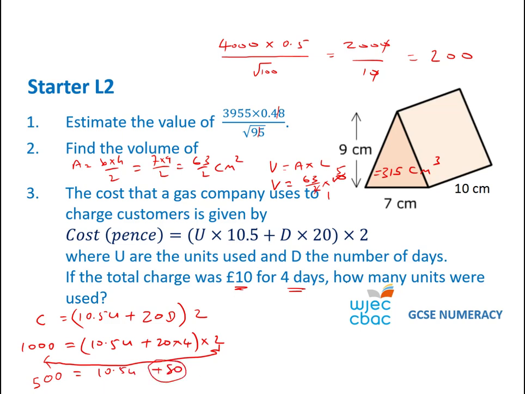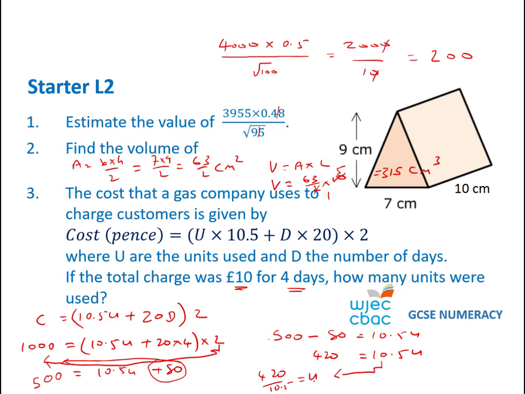Now I can take that 80 over the other side. If it's plus 80 on this side, it's going to be take away. So I've got 500 minus 80 is equal to 10.5 U. And so that's going to be 420 equals 10.5 U. Now, to get the U on its own, I take my 10.5 underneath the 420, so I've got 420 divided by 10.5 is equal to U.